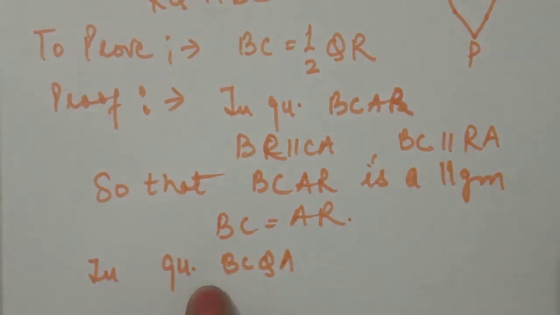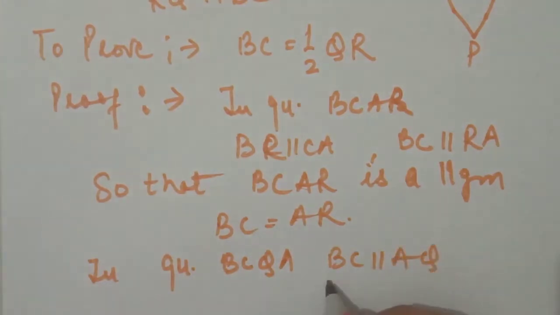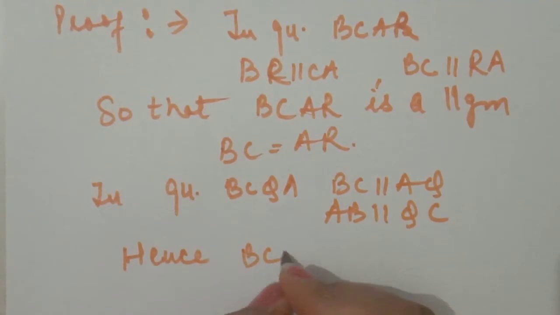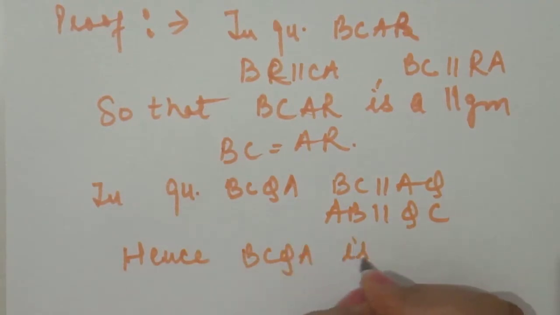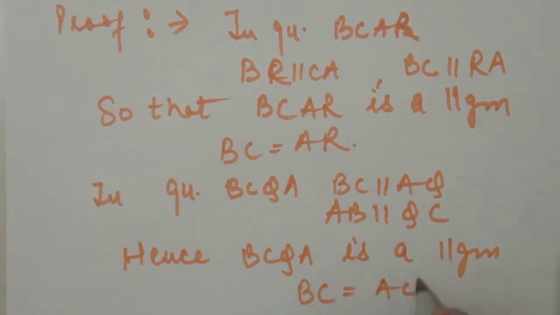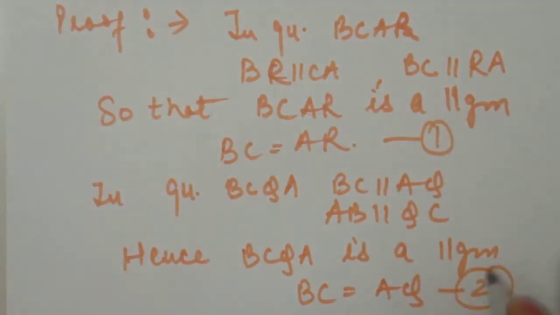Similarly, now in quadrilateral BCQA, BC parallel AQ and AB parallel QC. Hence, BCQA is also a parallelogram. So we can use this result that BC is equal to AQ. This is our equation number 1, and this is our equation number 2.